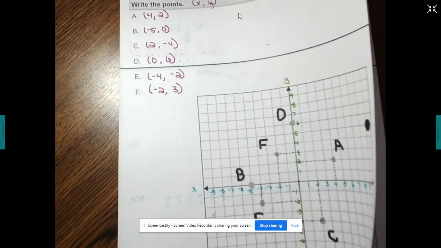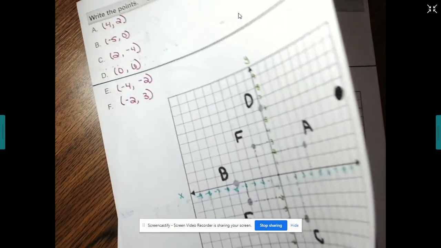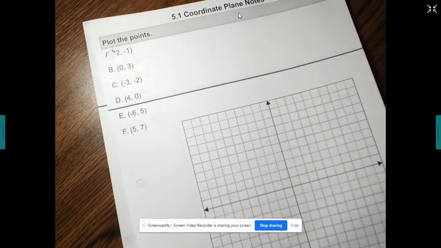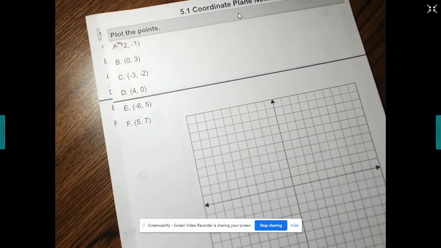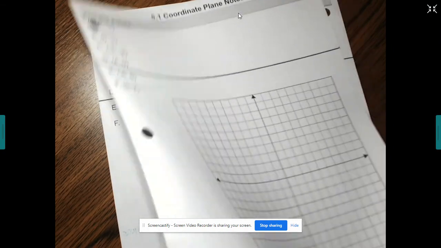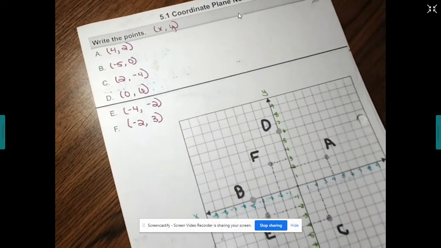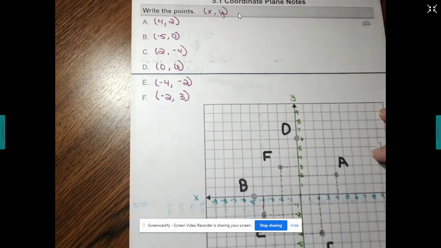Okay. And then you guys are going to do this part on your own. But before you do it, I'm going to show you a trick in Desmos so that we can double check what we have up here where we wrote the points. Well, let me show you something magic here.